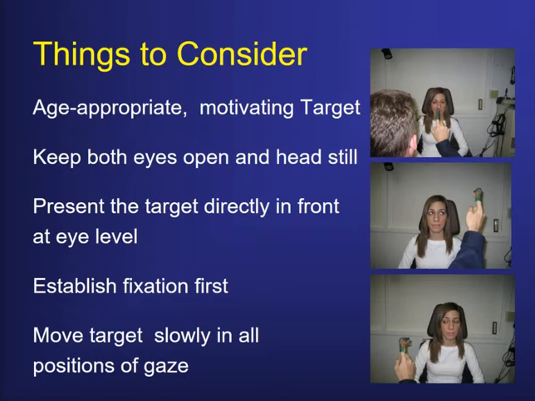Here are some tips for evaluating eye movements. First, use a target that is age appropriate and is motivating. Keep both eyes open and encourage them to keep their heads still. First, present the target directly in front of them at eye level, or in that primary position. Make sure they can visually locate or fixate on the target. Then slowly move the target in all positions of gaze.